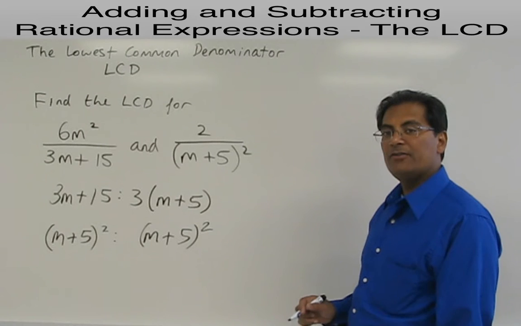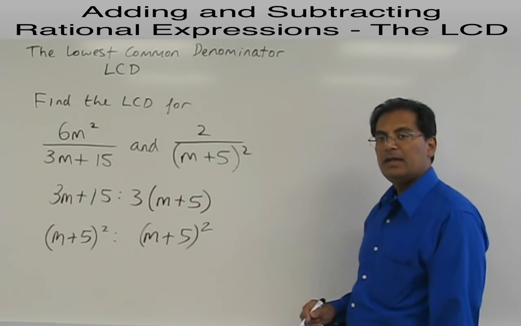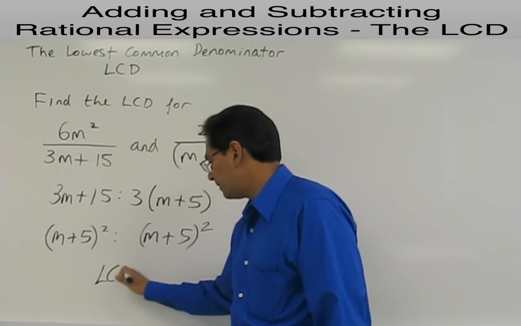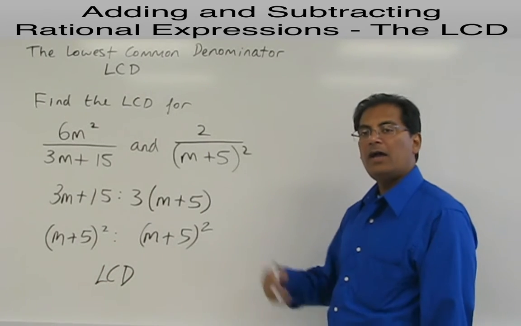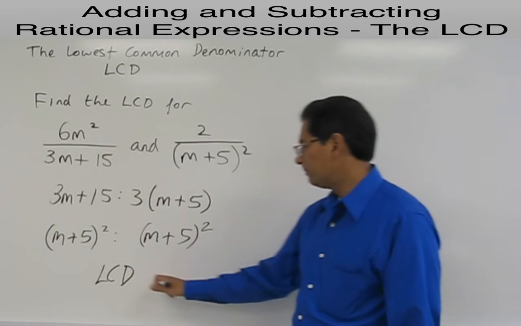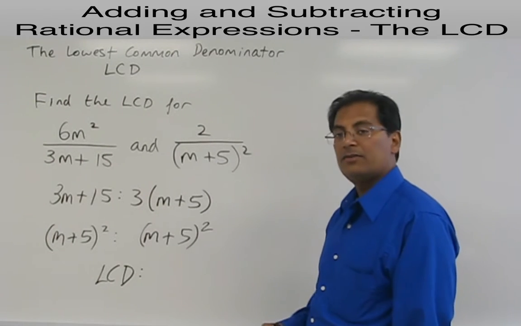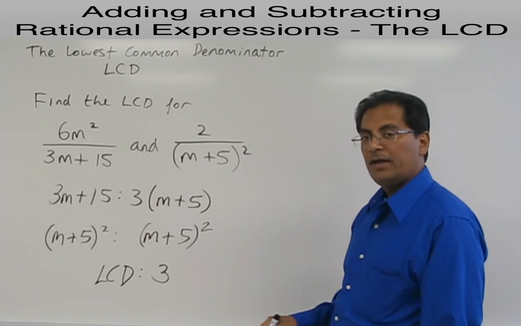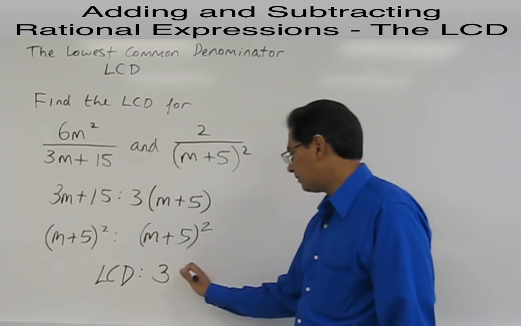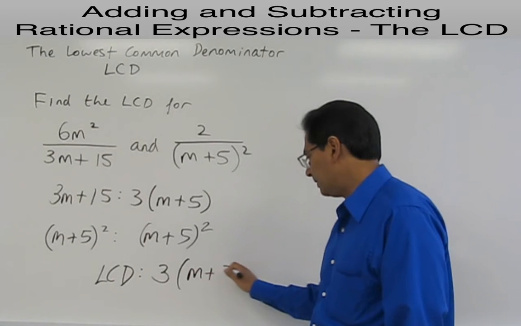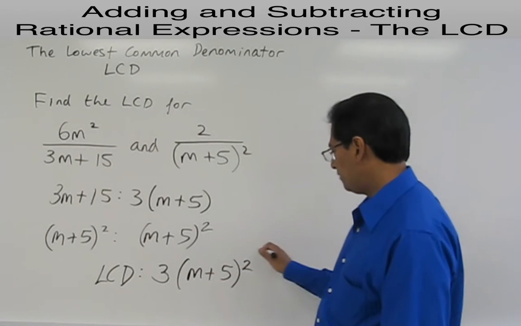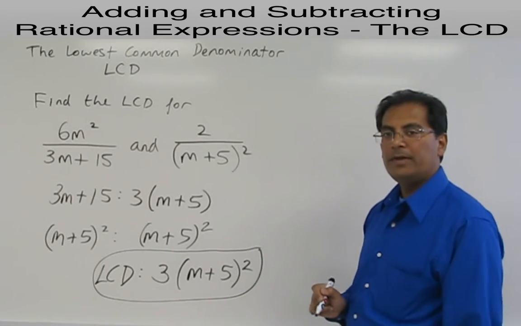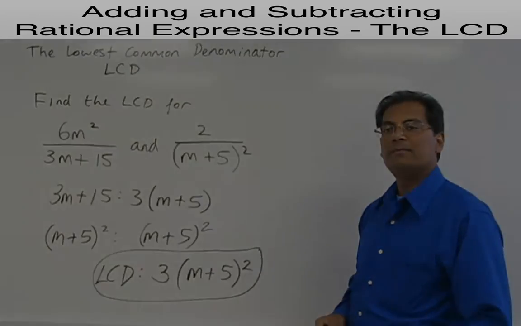So we're looking for the LCD of these two expressions. And remember, we take each factor and the highest power on that factor. The first factor we can look at is 3. That occurs one time. And then m plus 5 is being squared here, so we take that one. So 3 times m plus 5 squared is my LCD of these two expressions. We'll take one more example.